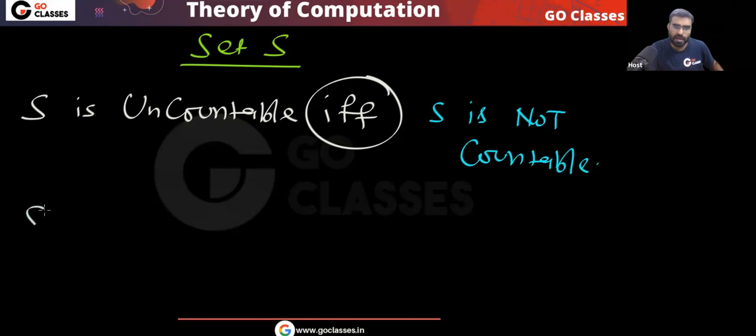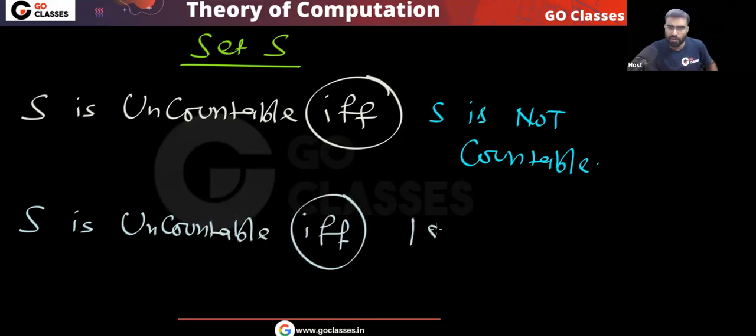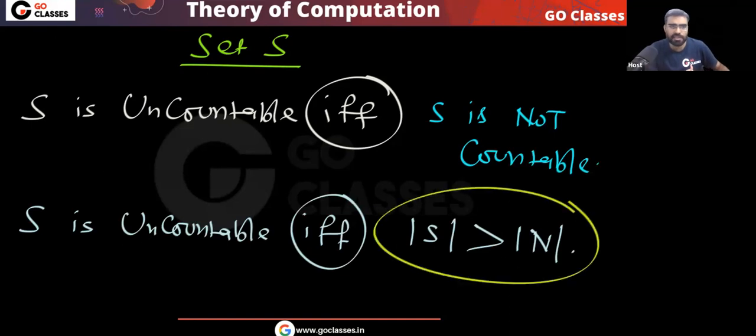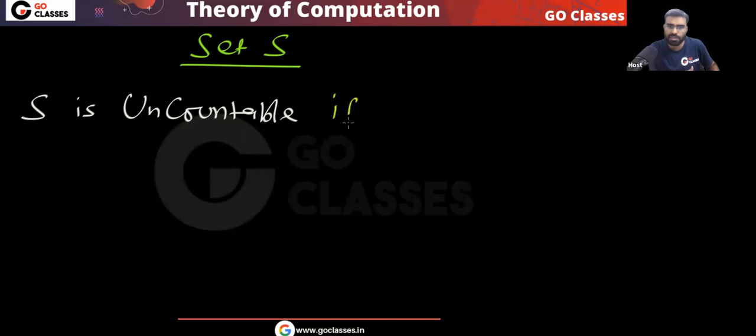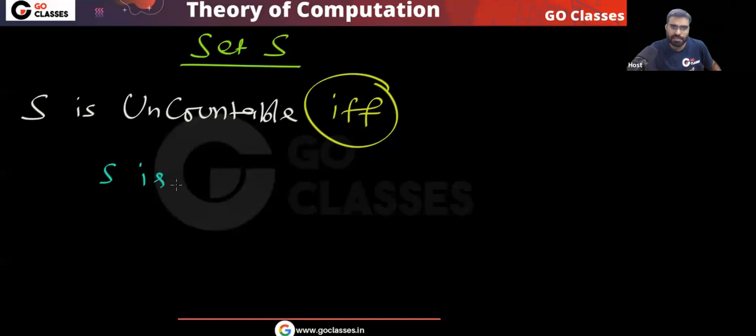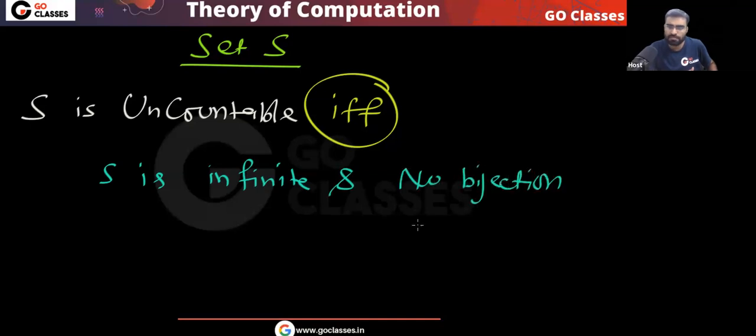I can also say S is uncountable if and only if the cardinality of S is strictly greater than the cardinality of N. This is the definition. There is another definition: S is uncountable if and only if S is infinite and there is no bijection with N. So this is the definition of an uncountable set.